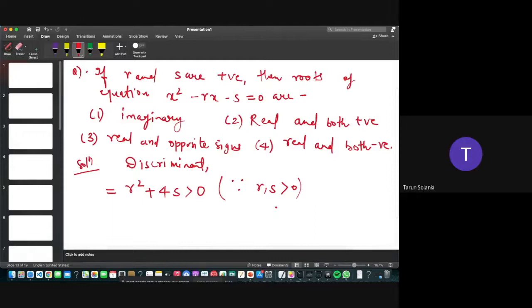Here we have r and s both greater than 0. So the roots are real. Again, a is equal to 1, which is also greater than 0, and c is equal to minus s, which is less than 0. Okay, so signs are opposite. So roots are real and signs are opposite. So the option will be the third.